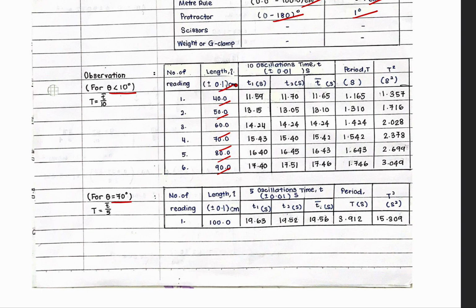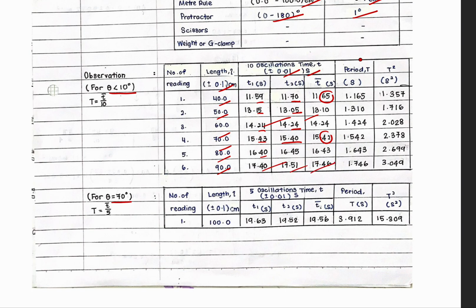So wajib ada bersama dengan unit. And for 10 oscillations, the time taken to complete 10 oscillations, your unit kena ada, which is seconds. Kita guna stopwatch. Stopwatch kita boleh baca sampai 2 decimal place, so your uncertainty is 0.01. Awak kena pastikan semua dalam 2 decimal place. So contoh awak dapat 15.4, awak kena tambah kosong kat belakang supaya dia jadi 15.40. So everything wajib dalam 2 decimal place.